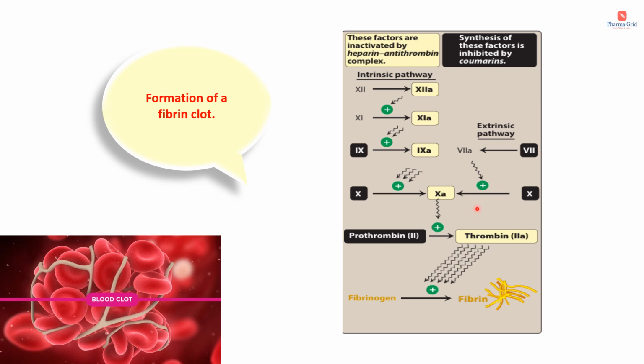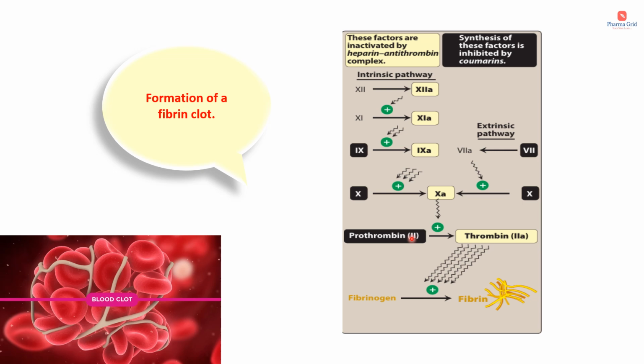The common pathway begins when factor 10A, 5A and calcium bind together, forming a prothrombinase complex. The prothrombinase complex then activates prothrombin, which is factor 2, into thrombin. So factor 10A converts prothrombin to thrombin. Prothrombin is factor 2 and thrombin is the activated form of prothrombin.